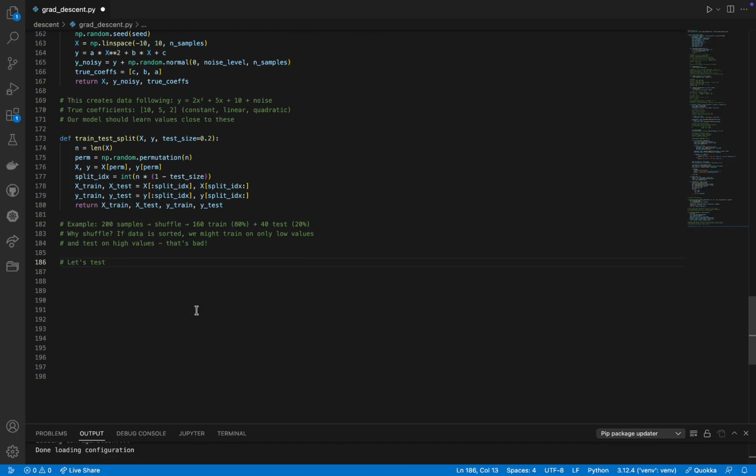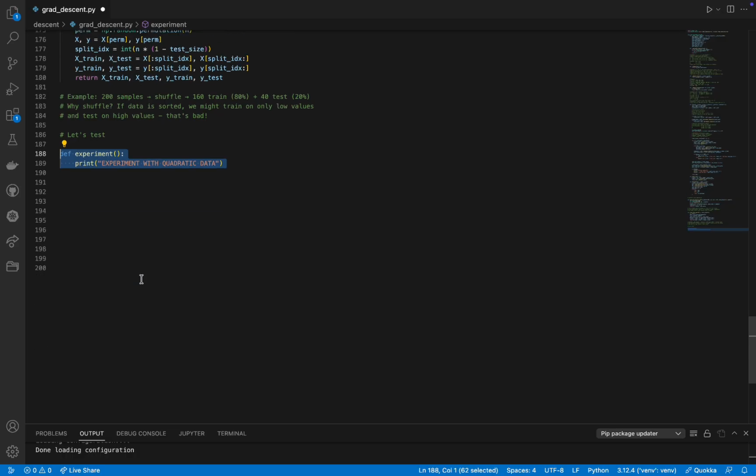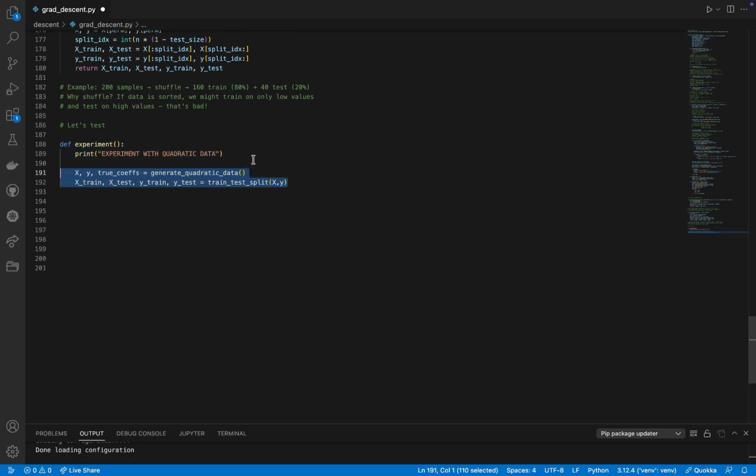The experiment function is everything together. So first we print a header, then we generate our quadratic data by calling generate quadratic data. This gives us 100 samples with the true underlying equation being 2x squared plus 5x plus 10 plus noise. And we split this into training and test sets using train test split. Now we have 160 training samples and 40 test samples.